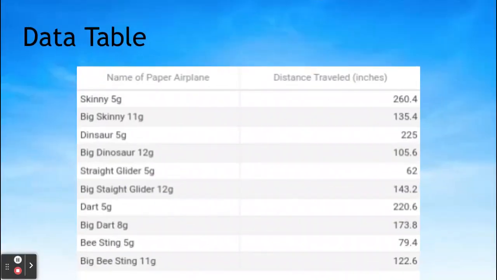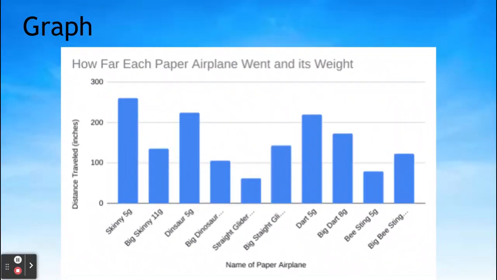This is a data table showing that Skinny went the farthest out of all of them, and the straight glider went the shortest out of all of them, on average, and they both weigh the same at 5 grams. As you can see, this is our graph, and it shows that Skinny went the farthest with 5 grams, and the other airplanes' distances.